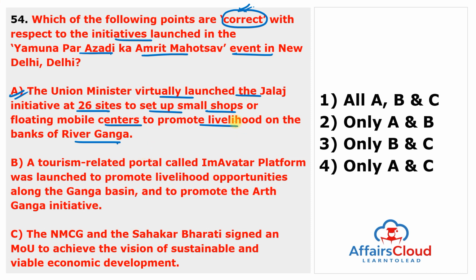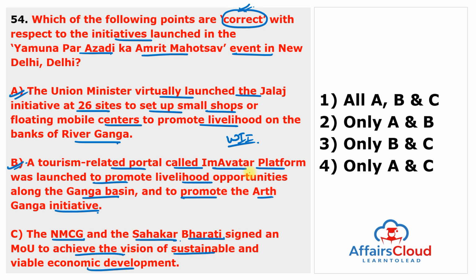And it is being implemented in association with Wildlife Institute of India. Next, a tourism related portal called the I Am Avatar platform was launched to promote livelihood opportunities along the Ganga basin and to promote the Arth Ganga initiative. So this statement is also true. Next is the NMCG, or you can also remember NMCG stands for National Mission for Clean Ganga, and the Sahakar Bharti signed a memorandum of understanding to achieve the vision of sustainable and viable economic development. And it is through public participation, creation and strengthening of the local cooperatives by directing their cooperation towards realizing the mandate of the Arth Ganga. So this statement is also true. So all the statements are correct. So the answer of this question is all A, B, C.